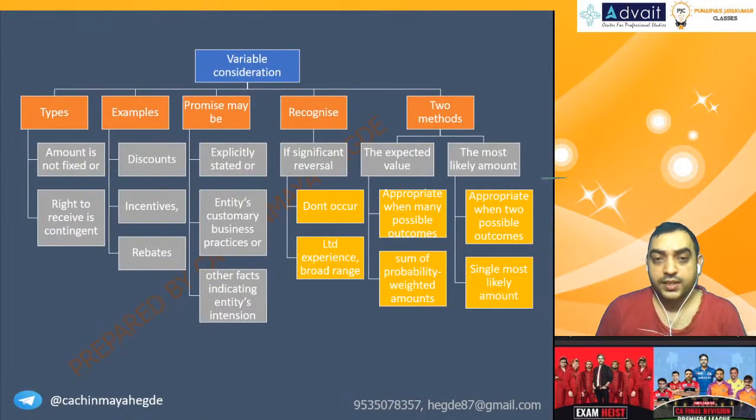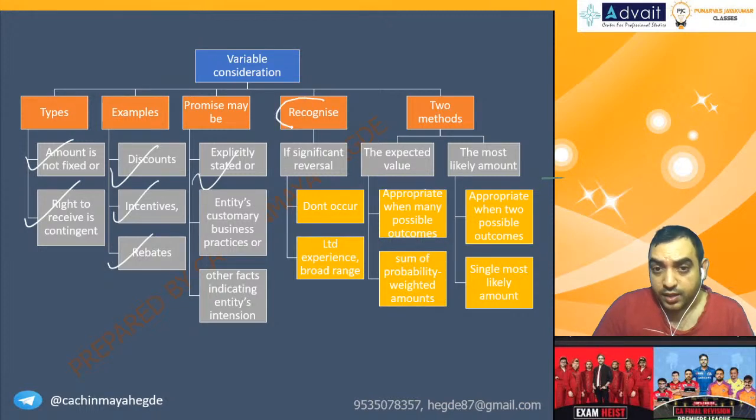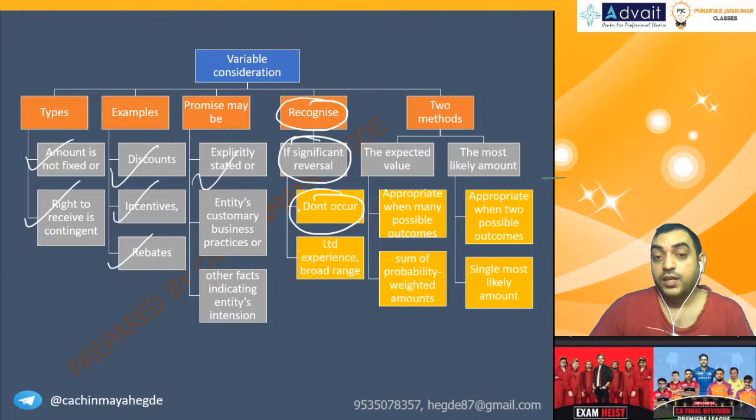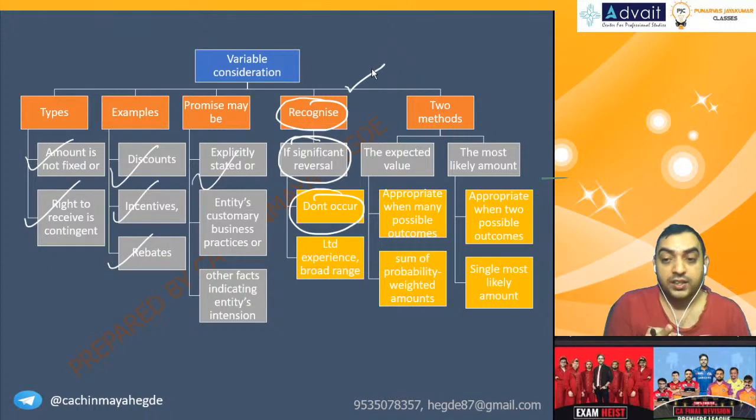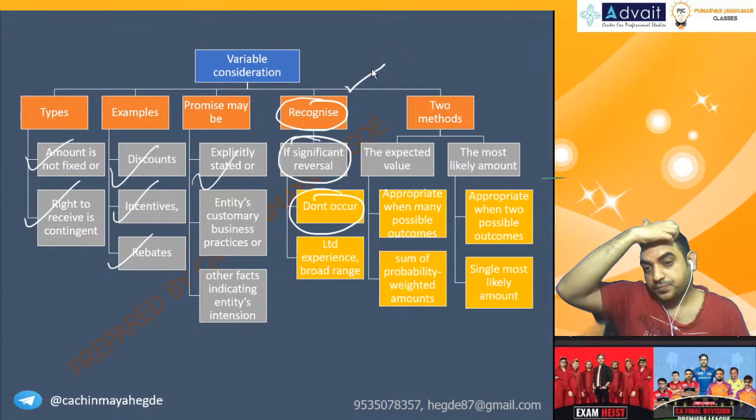Let's go further on variable consideration. Amount is fixed or contingent, that is fine; discounts, incentives, rebates are examples. The promise may be explicitly or implicitly stated. Recognize, okay, this is important. Recognize revenue is fine, but only if a significant reversal doesn't occur. If a significant reversal will occur, then you should not recognize.